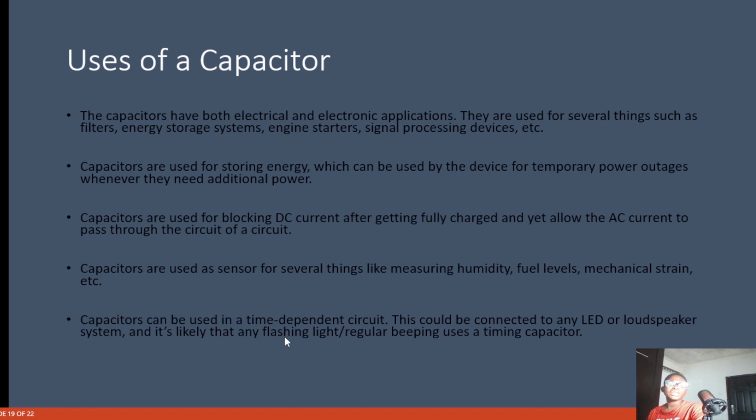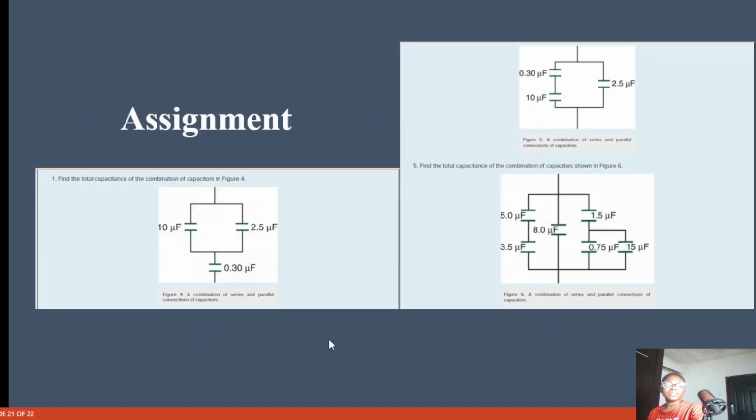Capacitors can also be used in a time-dependent circuit. This could be connected to any LED or loudspeaker system, and it's likely that any flashing light or regular beeping uses a timing capacitor. And this is your assignment.